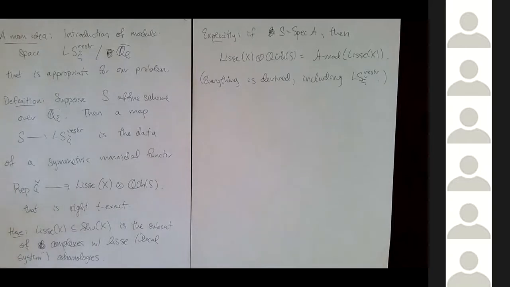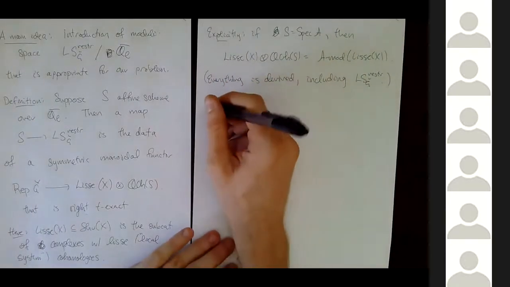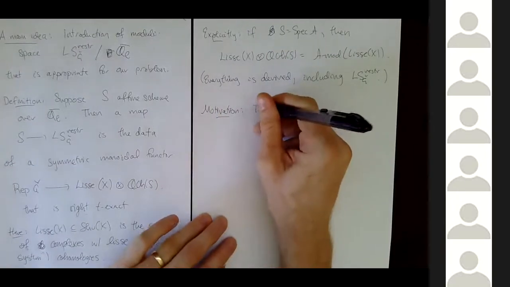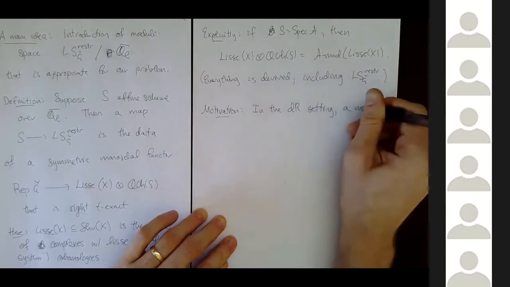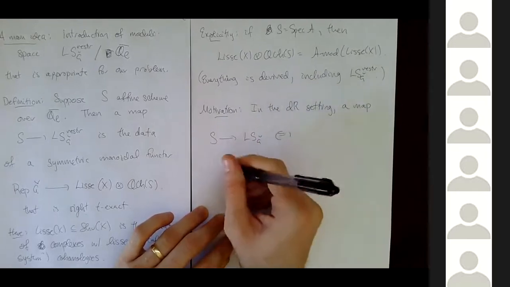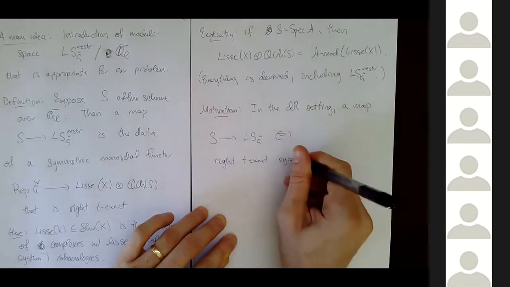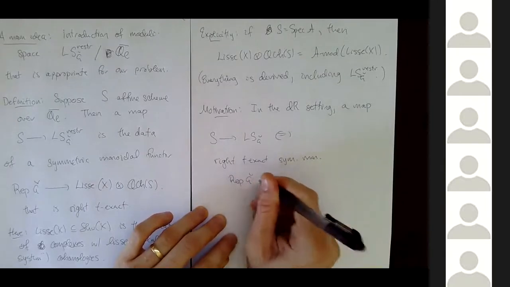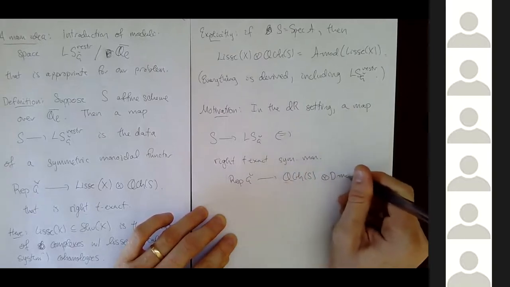Let me say again what the motivation is. In the de Rham setting, a map from S to Loc G check is exactly equivalent to a right t-exact symmetric monoidal functor from Rep G check to QCoh of S. Oops, I got the order wrong. Tensor D modules on X.